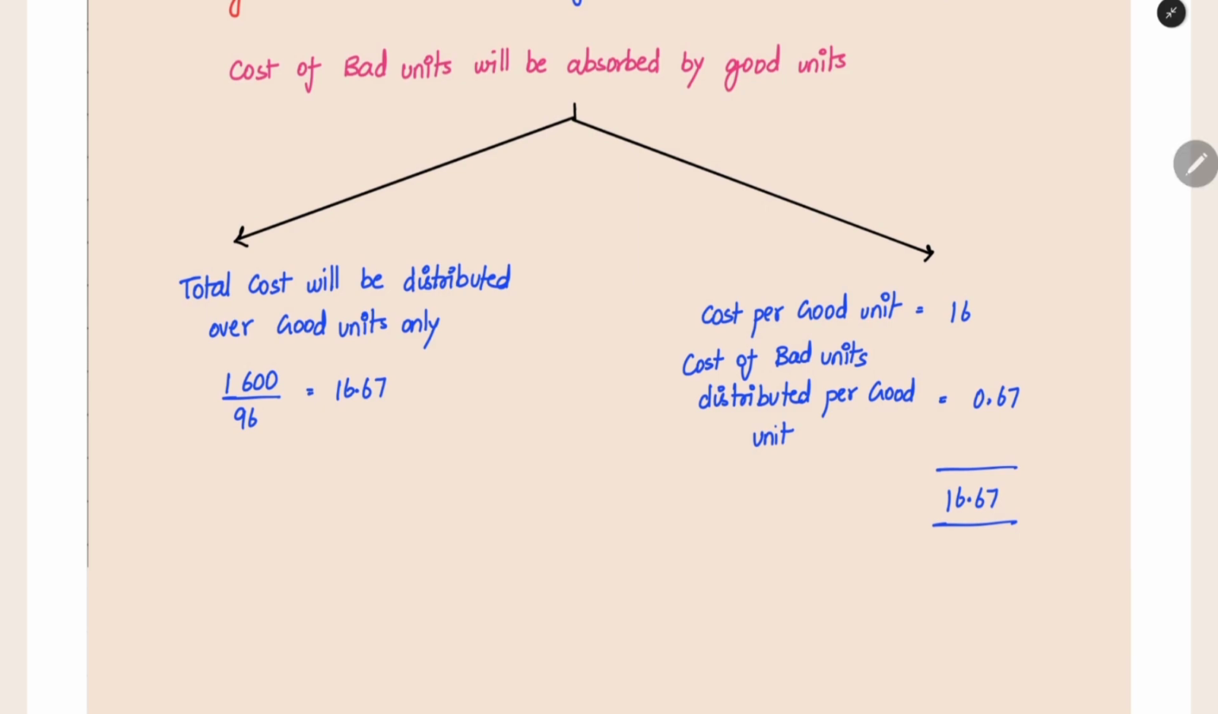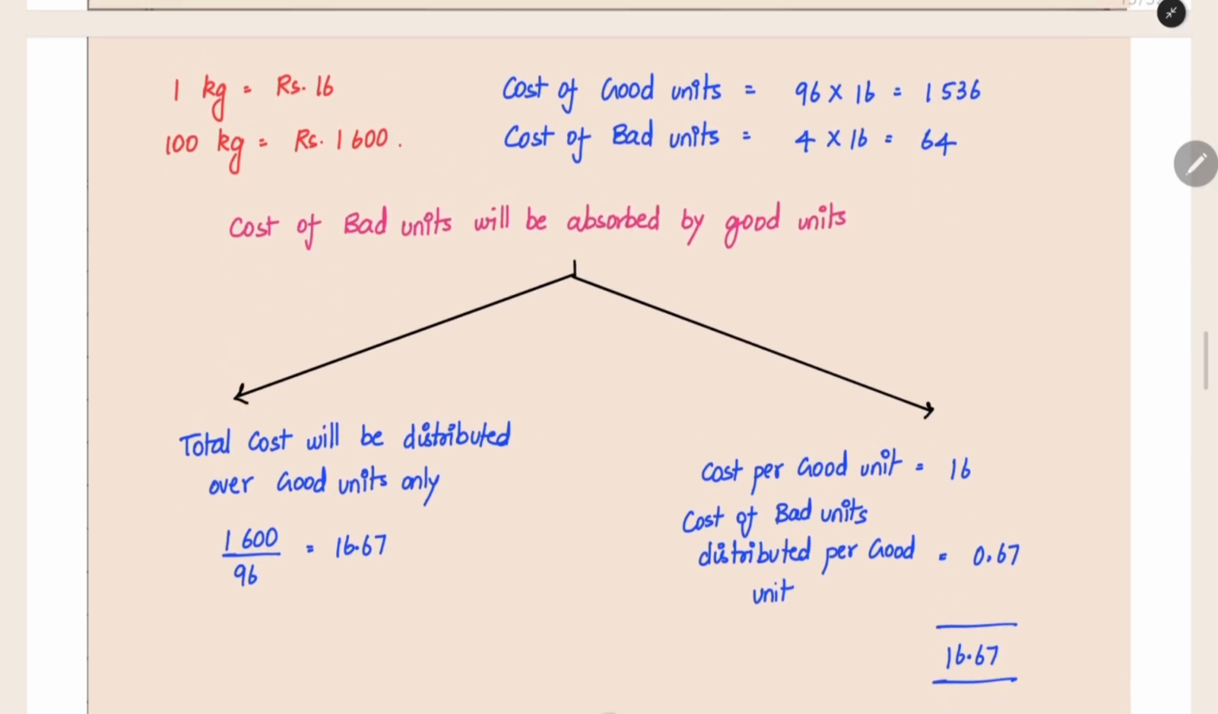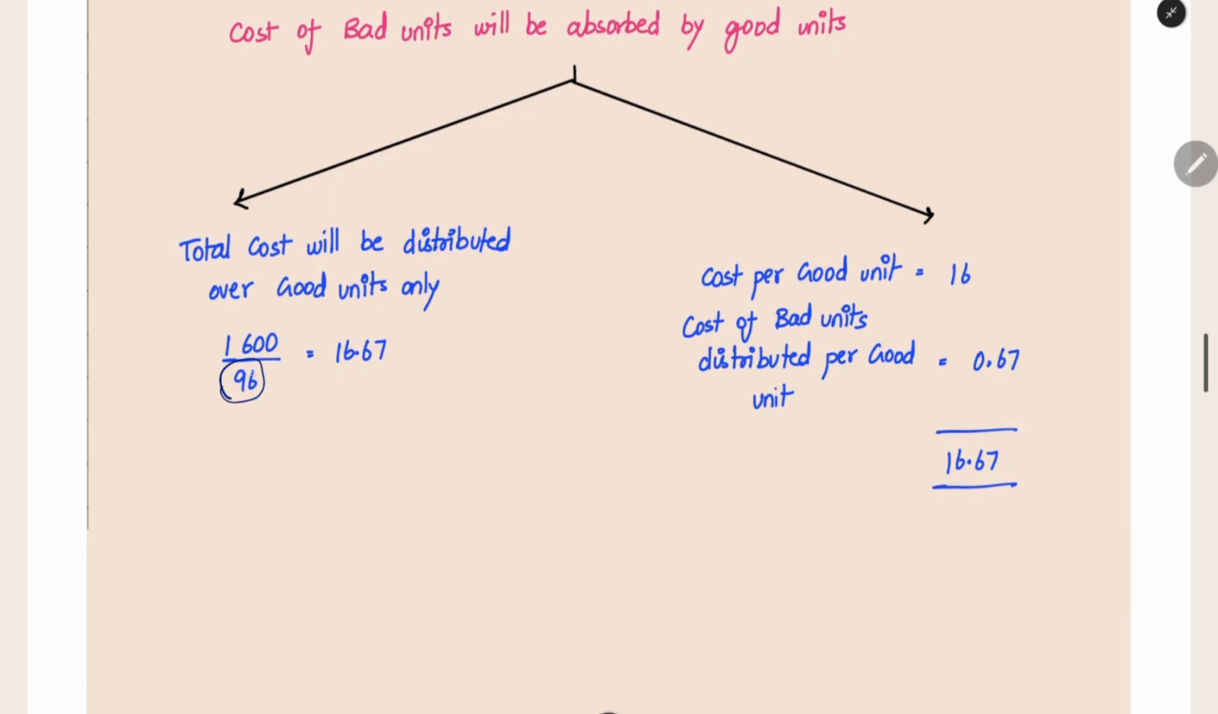In the first method, the total cost, good units and bad units, this 1600 total cost, will be distributed only over the good units, 96 kilograms. Here we will get the price of 16.67 rupees per kilogram. In the second method, we already have the cost per good unit, 60 rupees. Now the total cost of bad units, how much do we have? 64 rupees is the total cost of bad units. This also we will distribute among the good units. 64 divided by 96, you will get 0.67.